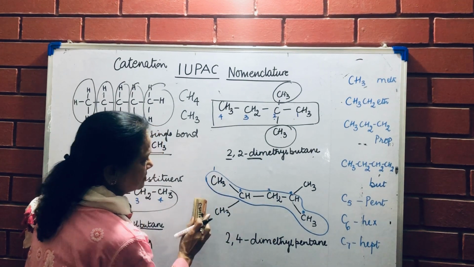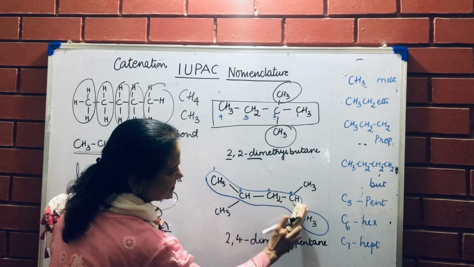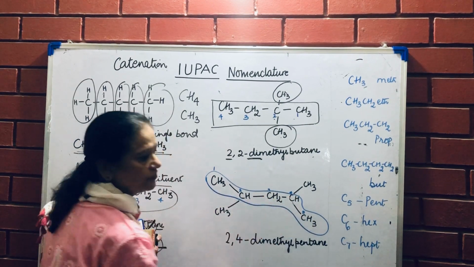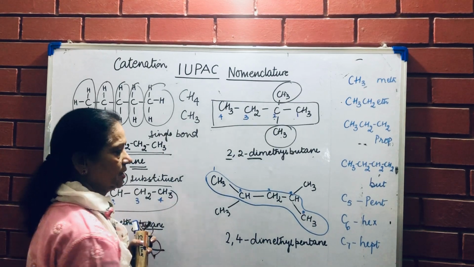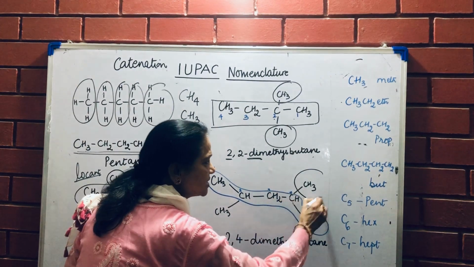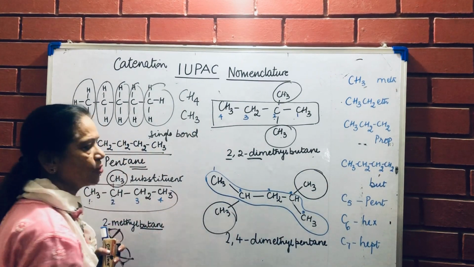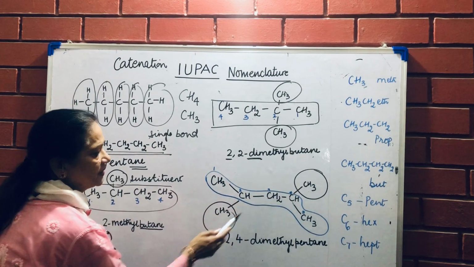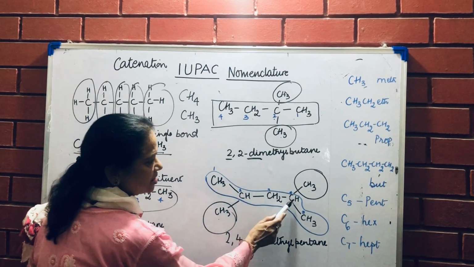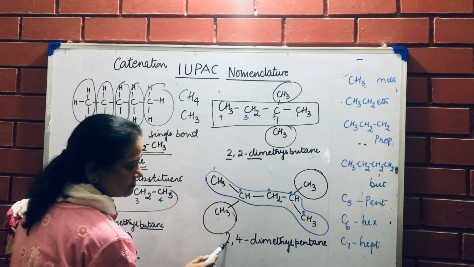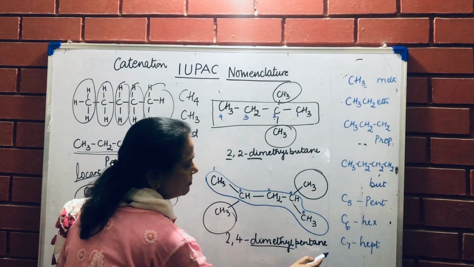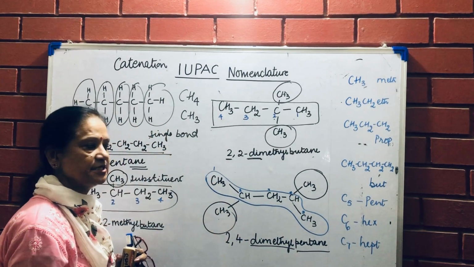Now see this one. I've taken this as the longest chain, a continuous chain: 1, 2, 3, 4, 5. First identify the longest chain, then look for substituents which have been left outside the chain, which are 2 methyl groups here. Counting from here, at place 2 is this, at place 4 is this. So it becomes 2,4, there are 2 methyl groups, so dimethyl, 5 carbon atoms, so it becomes pentane.